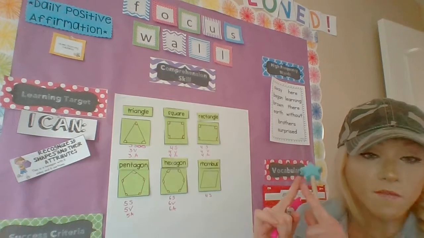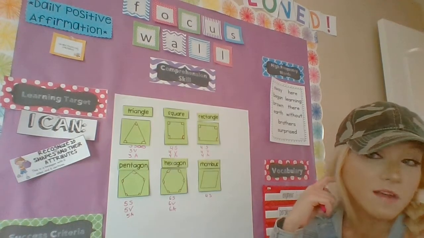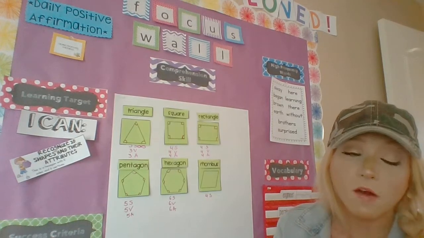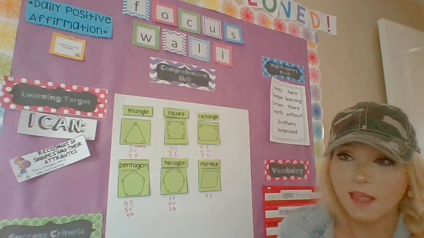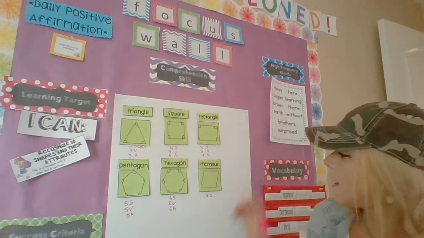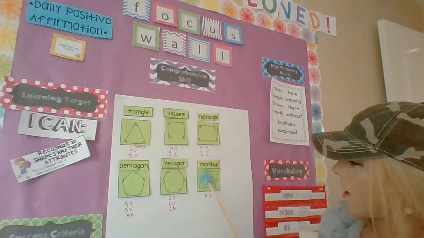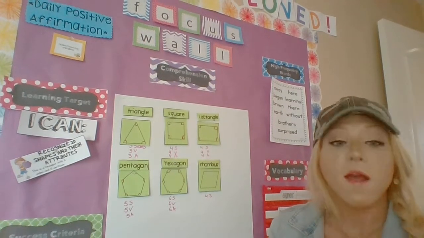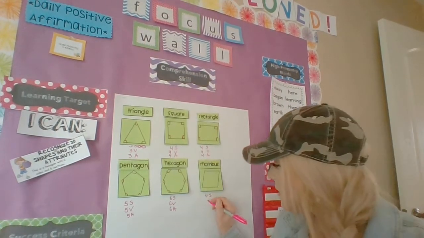Now let's count the vertices. Remember, vertices are the points, and some people call them corners, but we need to start calling them vertices. That is the correct name. Ready? Begin. 1, 2, 3, and 4. So we're going to do 4 V because there's 4 vertices.